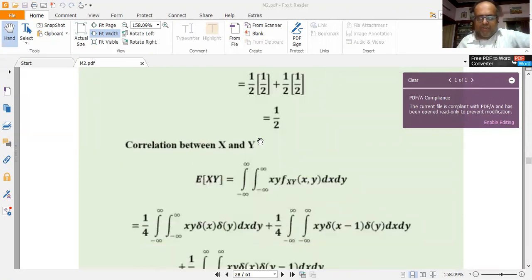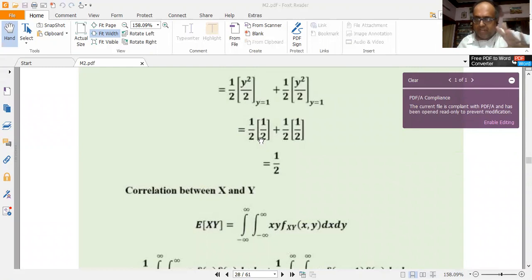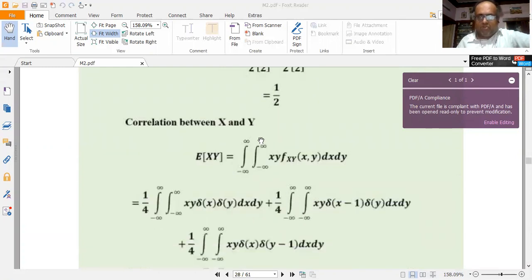Now, this is about the marginal PDF. So this completes the second part of the problem. Normally these problems are asked for 10 to 12 marks, or 14 or 15 marks also, in the examination. Next, talking about correlation between x and y.